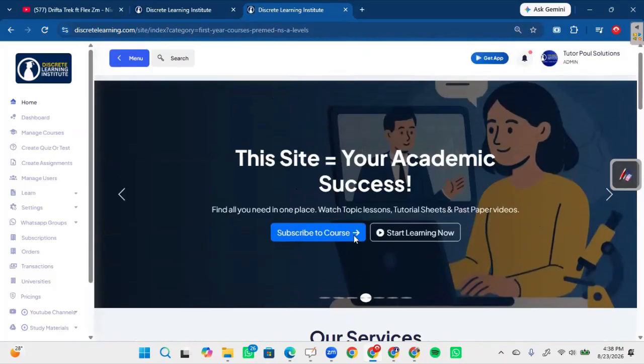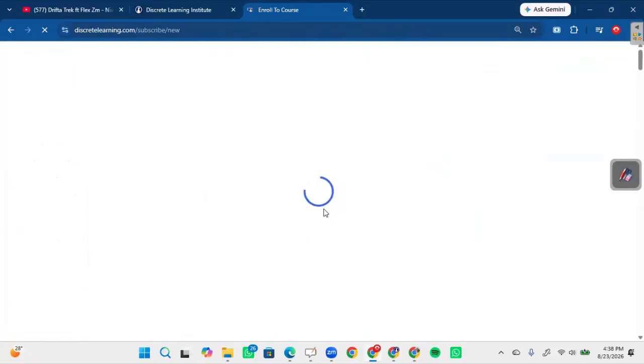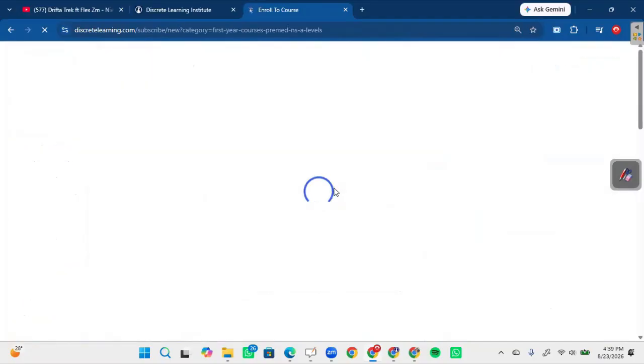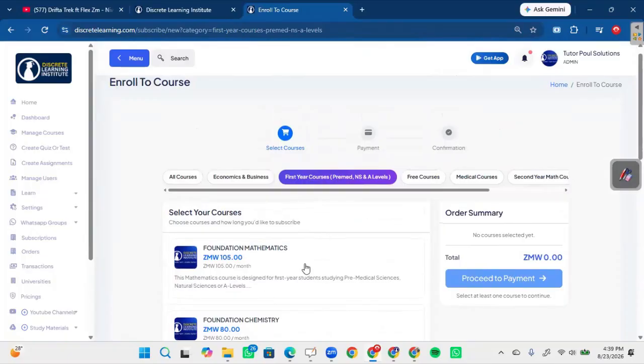If you want to subscribe, once you log into the website, and if you don't have an account, it will ask you to create one. Once you create the account, you'll be able to log in. Just click here where it's written subscribe to course. Click there, and it will take you to the part where you can make the payment and then access the course. There are filters here too, in case you are lost. If you're in first year, just click first year courses, they will appear here, and you can subscribe for any of them.